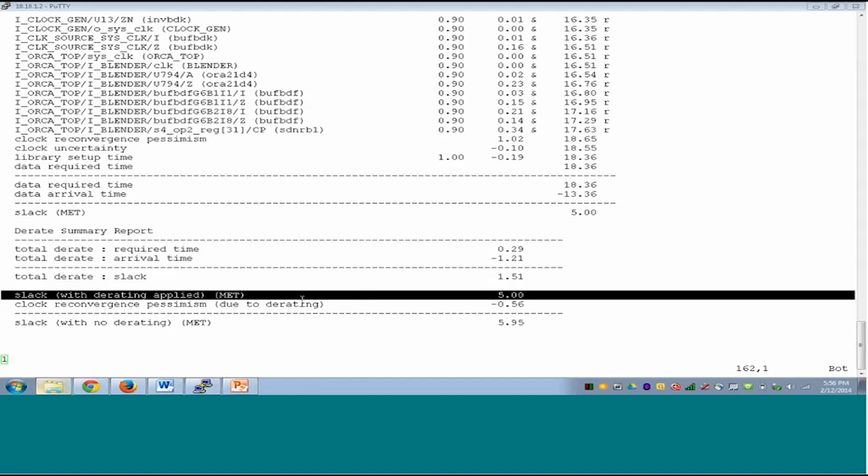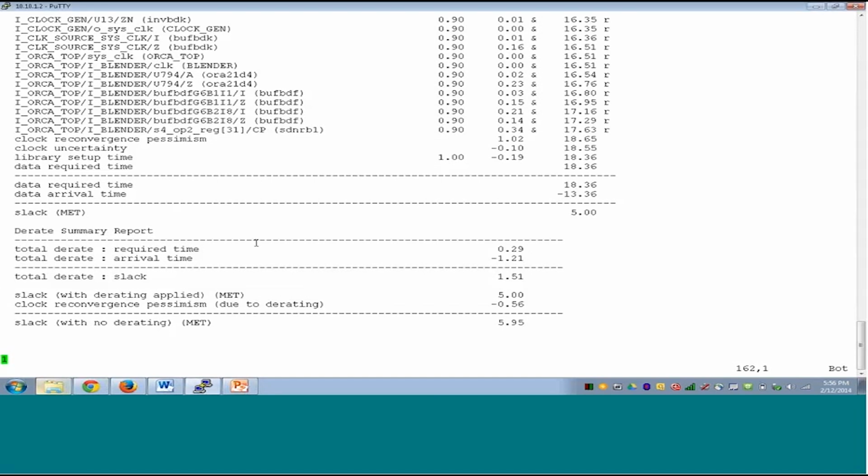Please remember, without derates, the OCV doesn't make sense, right? There has to be some derate to model the on-chip variation. So this is how we do it, right? And applying derates, setting the analysis condition as on-chip variation and CRPR, they all come under a single methodology of on-chip variation.